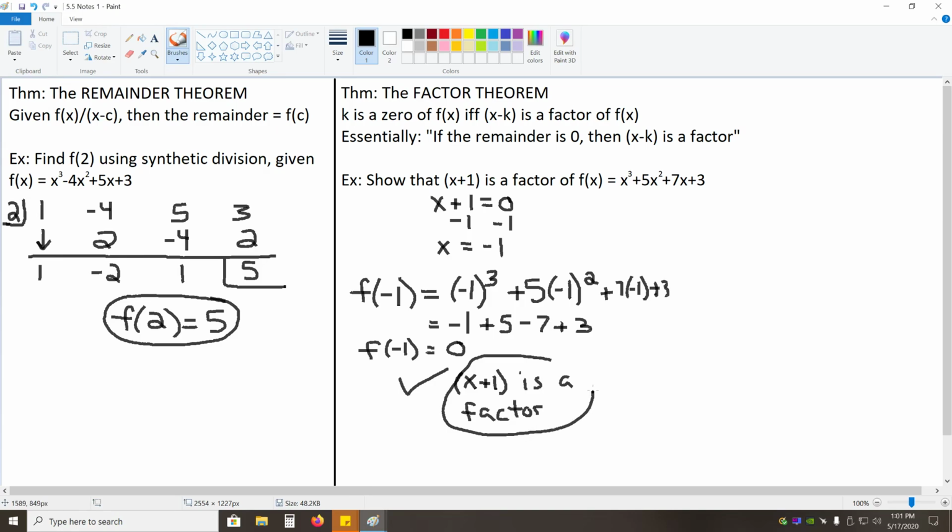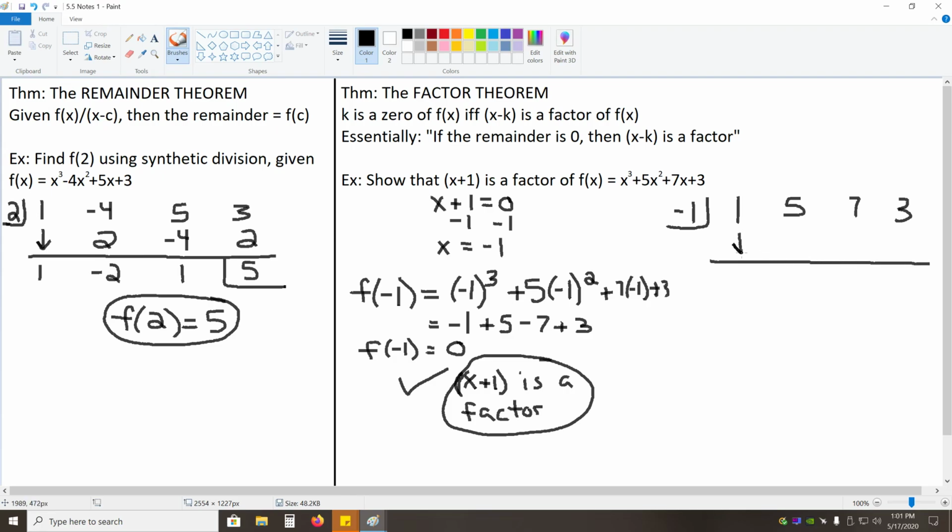Now let's go ahead and do the same thing, but with synthetic division, because it does work both ways. Again, we have this x equals negative 1, and we'll use synthetic division. So we have 1, 5, 7, and 3 as our coefficients for synthetic division. We'll put the negative 1 on the outside.